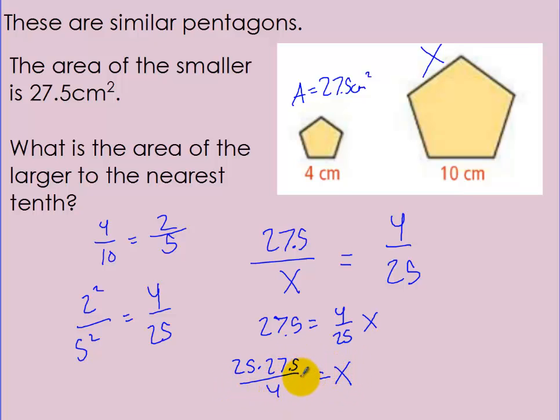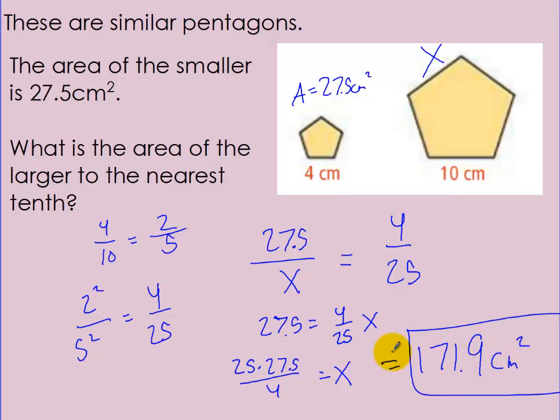And then this is where you got to pull out your calculator. I'm going to do it up here on my own. 25 times 27.5 divided by 4. And I'm going to get x is approximately equal to 171.9 centimeters squared. So that is my area to the nearest tenth.